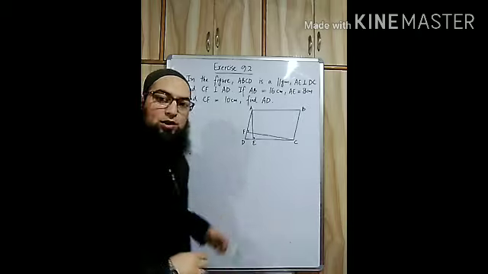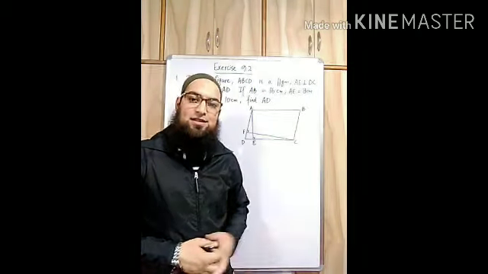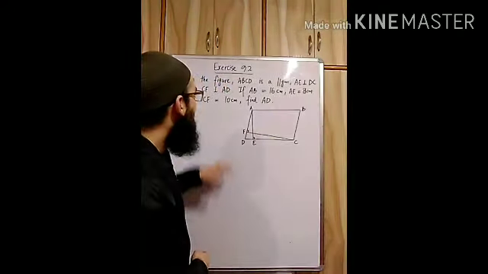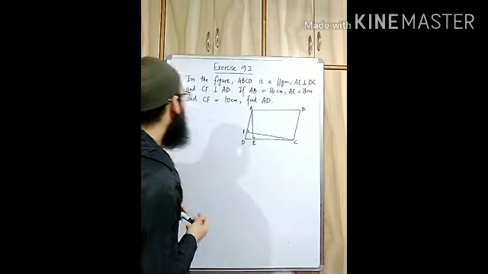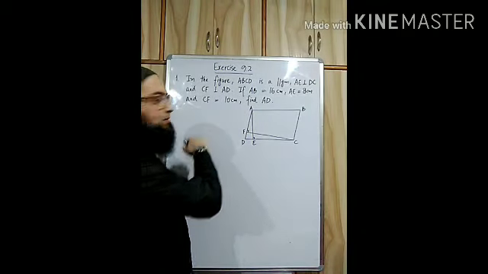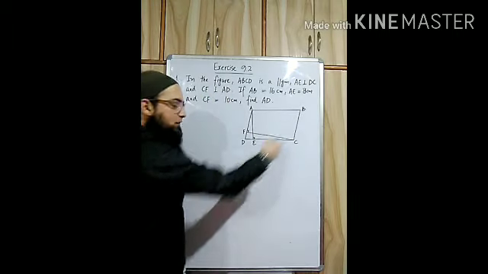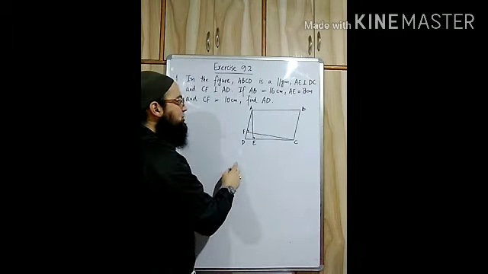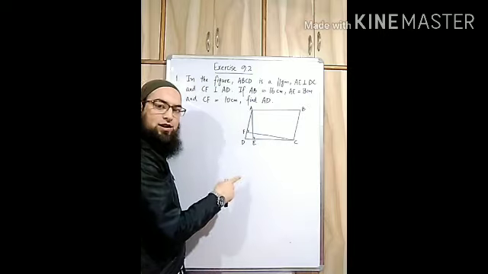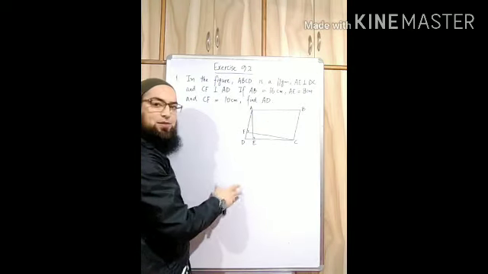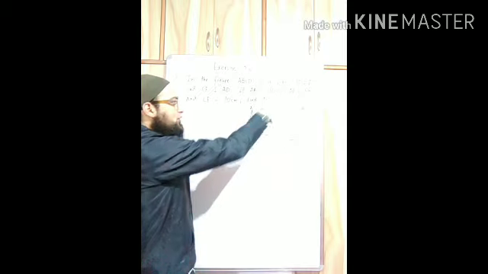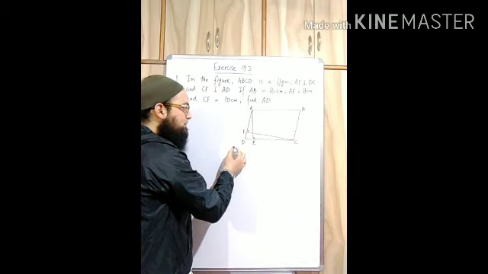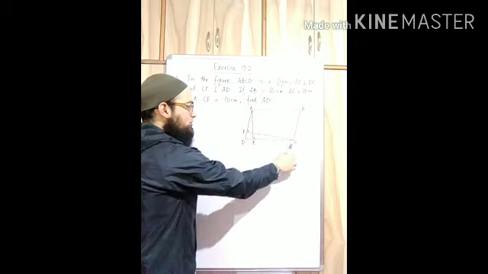Students, today we shall start exercise 9.2, the second exercise of the chapter areas of parallelograms and triangles. Let's have the first question of the exercise. Question number 1, in the figure, this is the figure which is given. In the figure ABCD is a parallelogram. ABCD is a parallelogram. AE is perpendicular to DC.